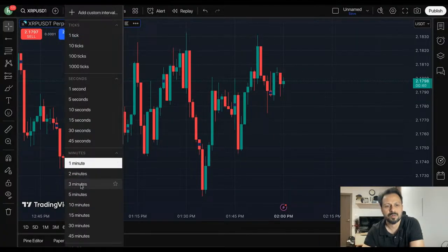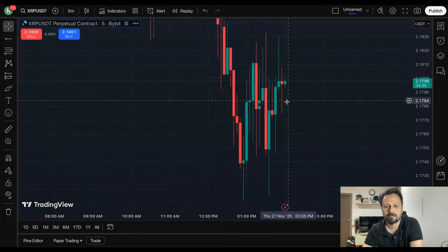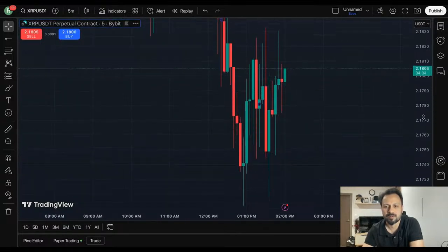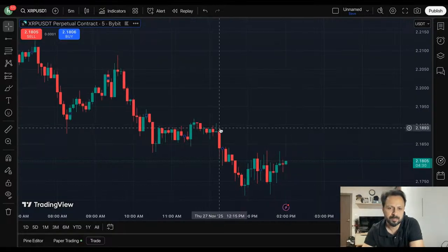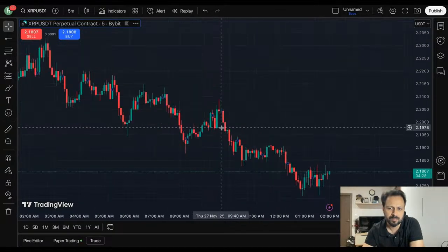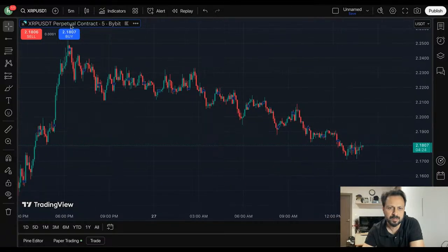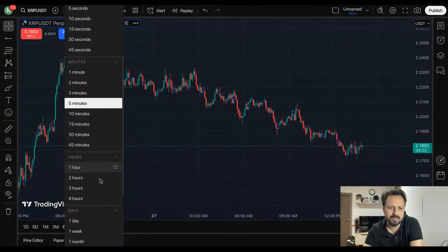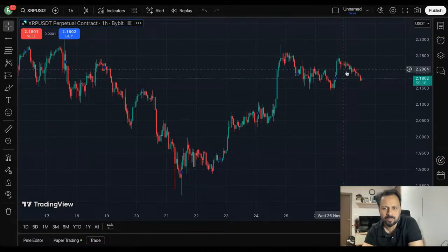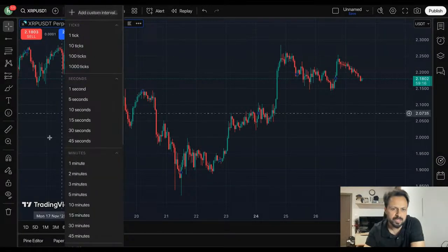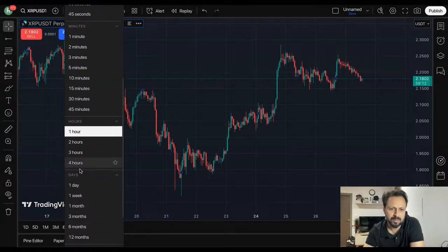Let's see the 5 minute chart. It has very good candles. It's going down steadily on the 1 hour. Let's see the 1 day chart.